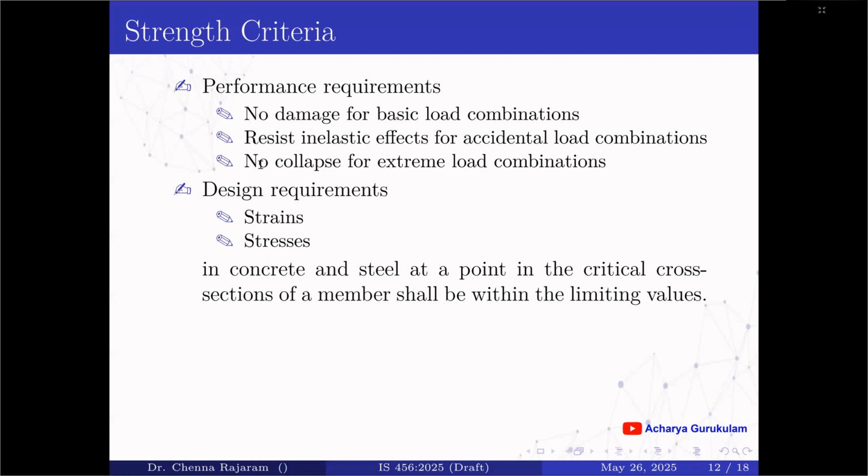The design requirements are that the structure shall comply with the following: strains in concrete and steel at a point in the critical cross section of a member shall be within the limited values when estimating the limiting design axial forces and limiting design bending moment capacities respectively, or the combinations of both. Second, stresses in concrete and steel at a point in the critical cross sections of the member shall be within the limiting values when estimating the limiting design shear force and limiting design torsional moment capacities respectively.